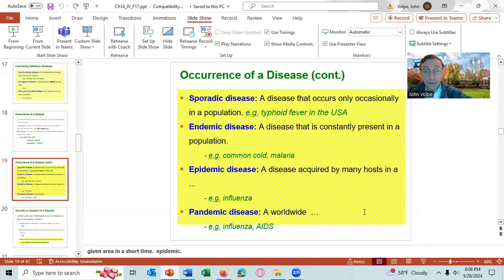An endemic disease is a disease that is constantly present in a population, such as the common cold is endemic to the human population wherever you are on the planet.